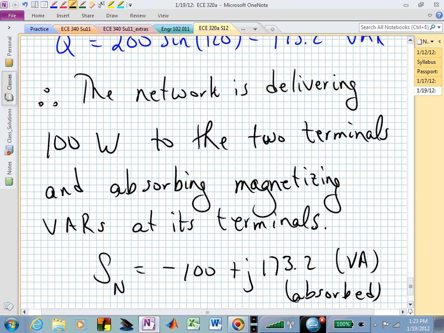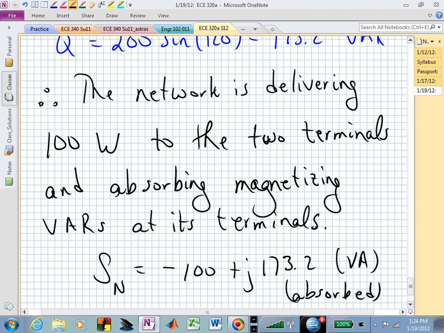Is that making sense? If we absorb a negative, we're really delivering or supplying. So you could say that network is delivering 100 watts of real power to those terminals, and it's actually absorbing 173 magnetizing VARs, the reactive piece. And you'll be asked to do that many different ways on your first homework problem with V's and I's, but it's the same process. Just keep track of your signs and the formulas. Question?